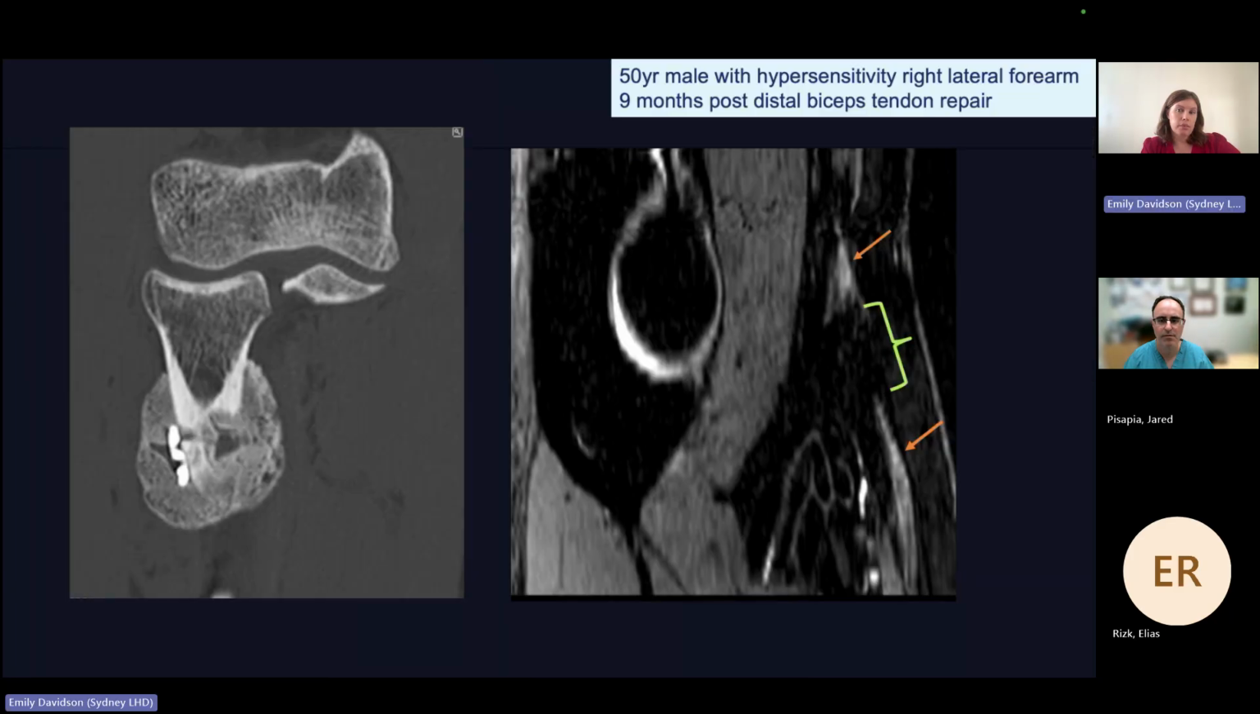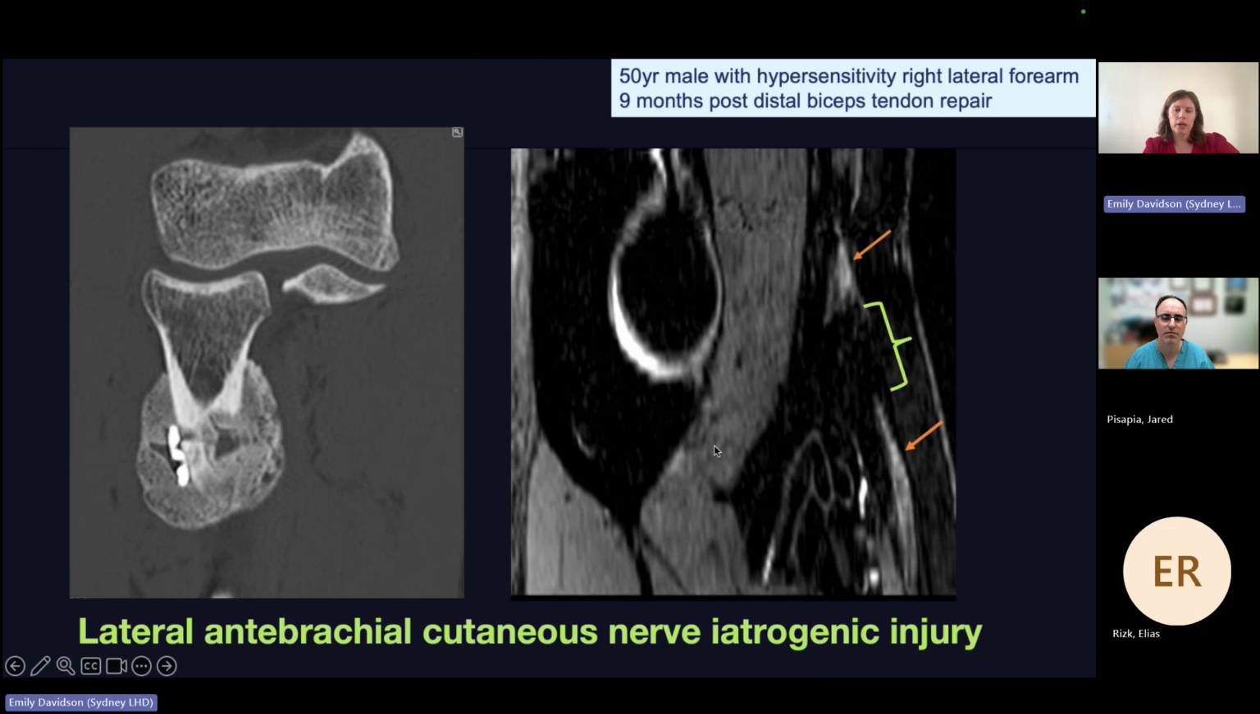In this case, the patient had had a previous biceps tendon repair, and the anchor has gone through the radial tuberosity, and one of the nerves that is at danger of being injured in this particular surgery is the lateral antebrachial cutaneous nerve. And here on that longitudinal assessment, we can see that there's a break in the nerve longitudinal architecture, and so it's been lacerated. And the two stumps are retracted and are hyperintense.